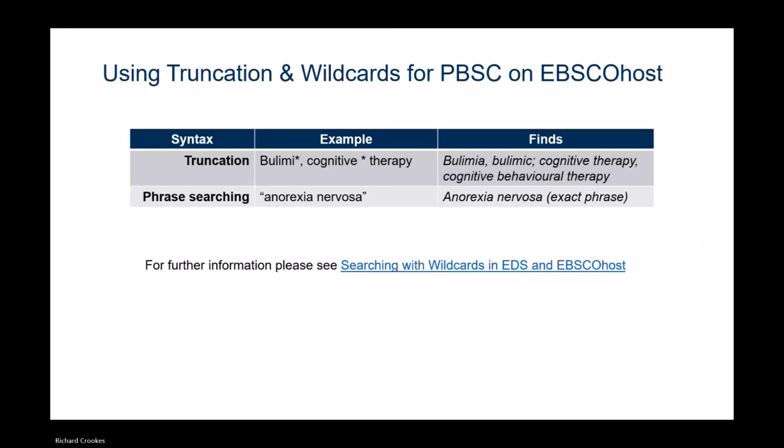Now, in terms of truncation and wildcards, just a reminder, and this is almost identical, you could say, to Medline and CINAHL on EBSCOhost. You have the truncation symbol, the asterisk, which can be used either at the end of a term or between terms. So if you're looking for bulimic and bulimia, then you can insert the asterisk after the I without the A, of course. That'll find both variations. If you insert the asterisk, the truncation symbol, between cognitive and therapy, then you'll find cognitive therapy and cognitive behavior therapy and cognitive behavioral therapy. Okay, so it expands your search.